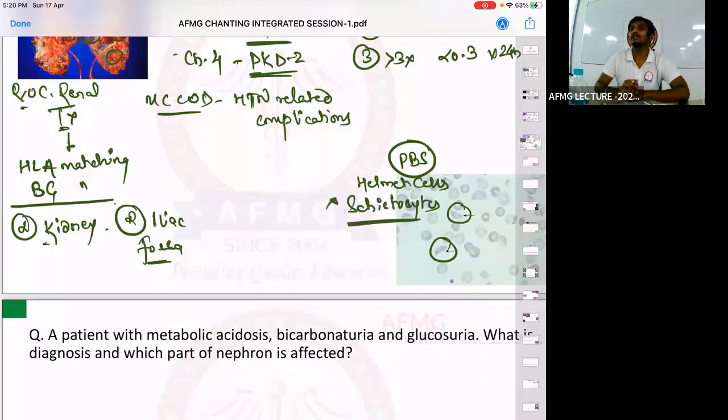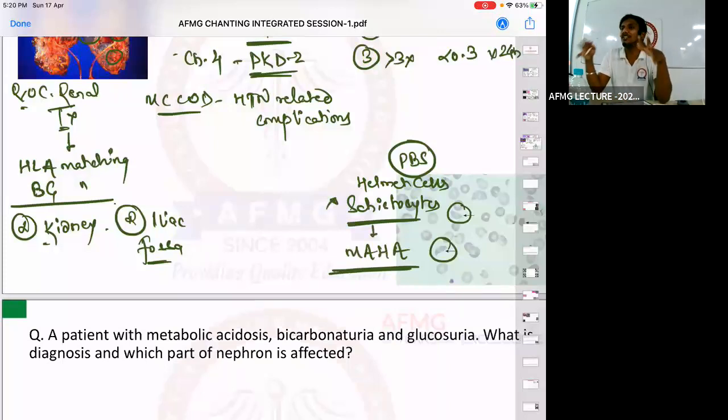Please remember. And schistocytes are seen in which type of anemia? Schistocytes are a feature of microangiopathic hemolytic anemia, MAHA. MAHA can have two causes. Please remember, because they are related to kidney, so I am discussing here. One cause can be TTP, thrombotic thrombocytopenic purpura. In the body there would be multiple thrombi formed, and when RBCs pass through these microthrombi, they would be damaged. So one of the reasons of MAHA is TTP.